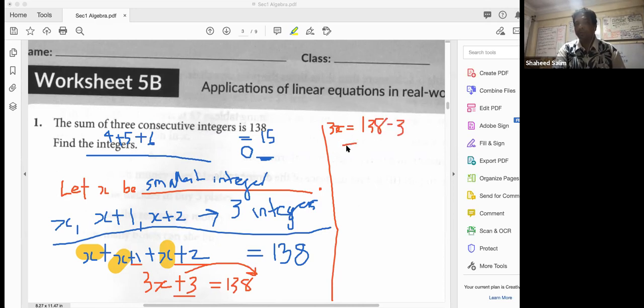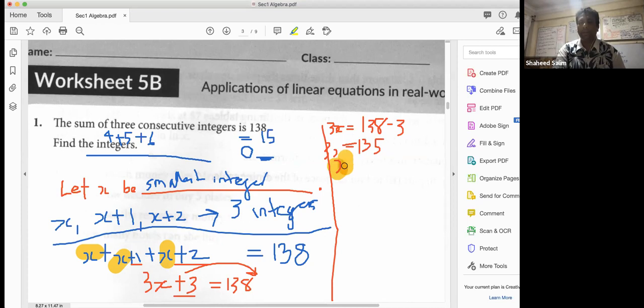So you get 135. 3x equals 135. Here in this moment, 3x equals 135. So what is x? Well, x you must divide. 135 divided by 3. Let's see.